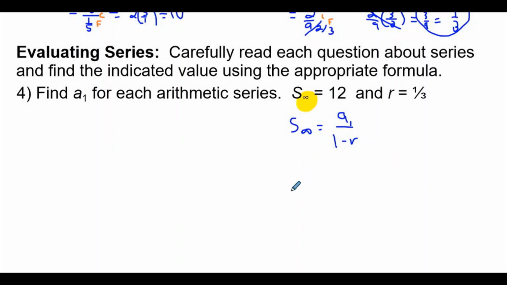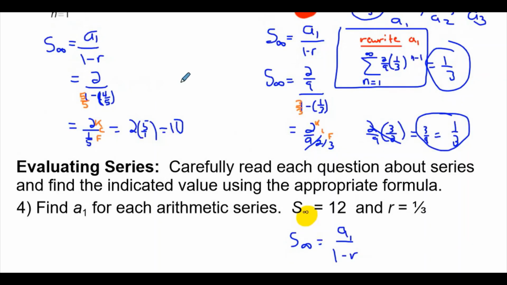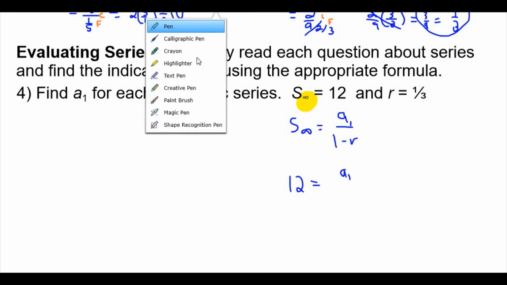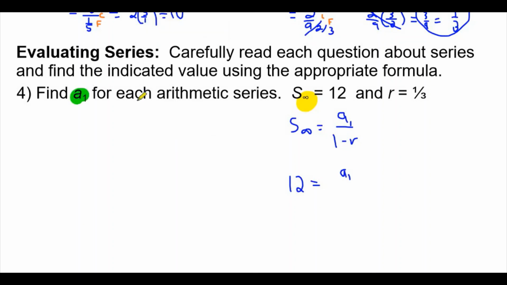Well, S infinity is given, it's 12, meaning they did a problem like I did here, and I got 10 for this thing, and they got 12. A1 is what I'm looking for, right? So A1 in this problem is the actual question. Find A1. And then I'm going to divide that by 1 minus R, which they gave me is 1/3 right there. So same old trick here. I'm going to change this into 3/3. All right, so I get 12 is equal to A1 over 3/3 minus 1/3, which is 2/3.